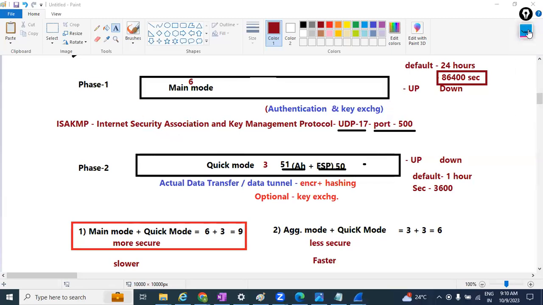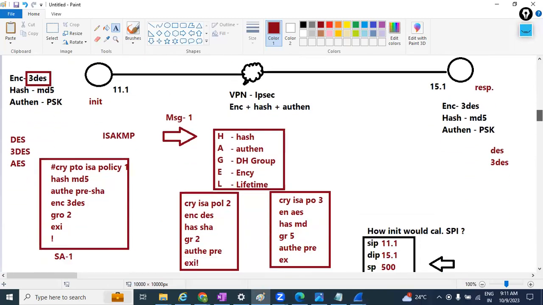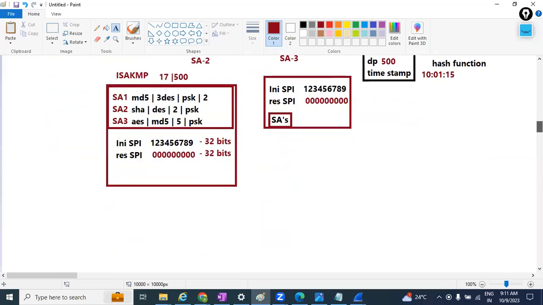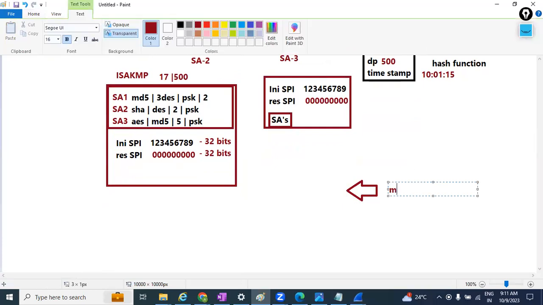Okay, and that we have already discussed, how they would generate the key material. Okay, so this is my message number 1 from the initiator. This is now the responder here. Message 2 is from the responder.